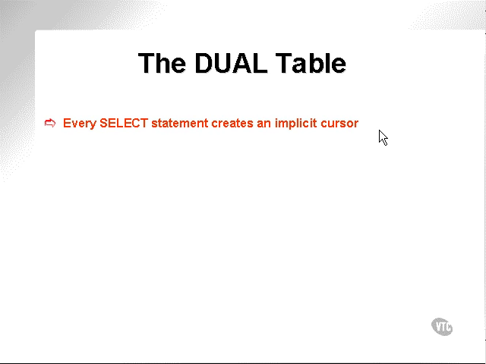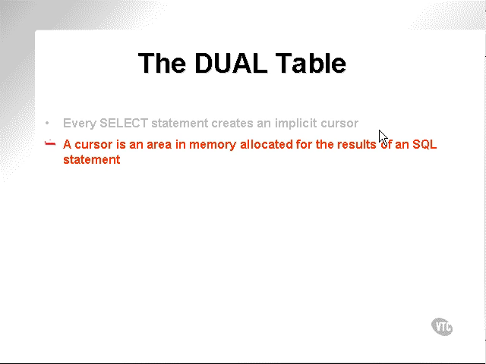So every select statement creates an implicit cursor. Every time you execute any kind of SQL code against a relational database, it theoretically creates an implicit cursor. An implicit cursor is a chunk of memory. Cursor is an area in memory allocated for the results of a SQL statement. Think about it. You execute a SQL statement, it goes to a table, it builds what's called a cursor in a chunk of memory which contains the result of that SQL statement.